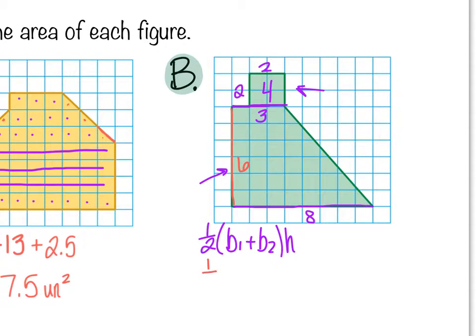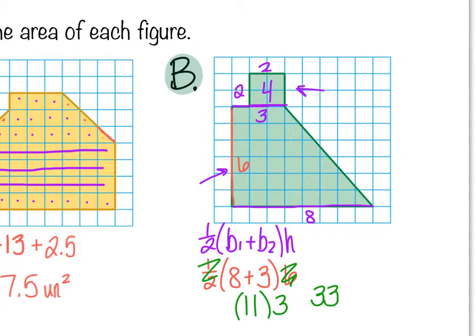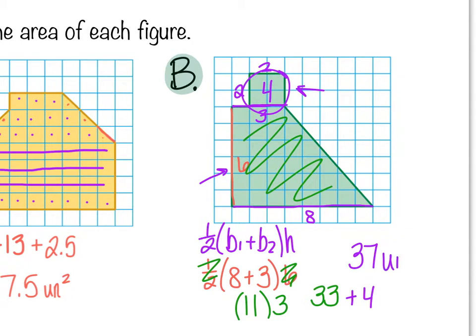So 1/2 times 8 plus 3, times the height, which is 6. So I'm going to go ahead and simplify a little bit. I know half of 6 is 3. I know 8 plus 3 is 11, so I'm just doing 11 times 3, which is 33. So there's 33 full squares in this trapezoid. Don't forget the 4 that we had up here, and that gives us a combined area of 37 units squared.